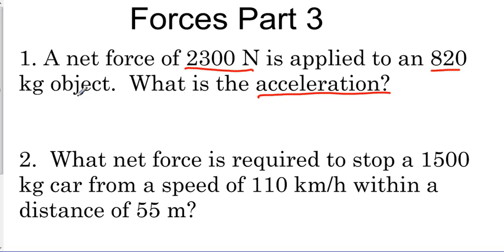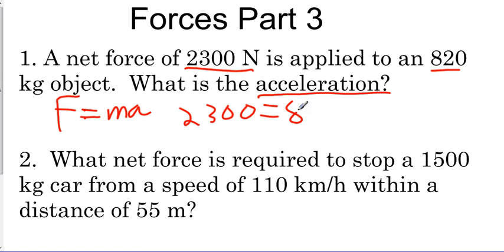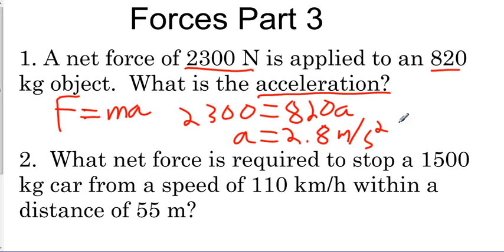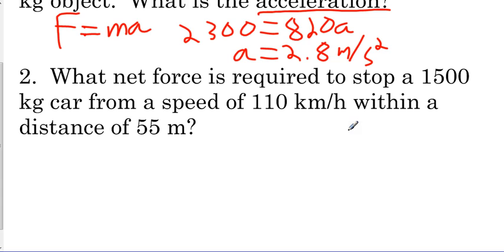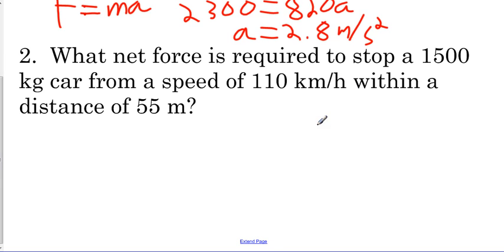Alright, so for this one we are given the net force, so you know our equation as F equals ma. That's going to be the net force is equal to the mass times acceleration. So in this case, we know our net force is 2,300 newtons, and that's going to be equal to the mass 820 times A. When you work this out, you get 2,300 divided by 820, and that's going to give you an acceleration of 2.8 meters per second squared. And that's it.